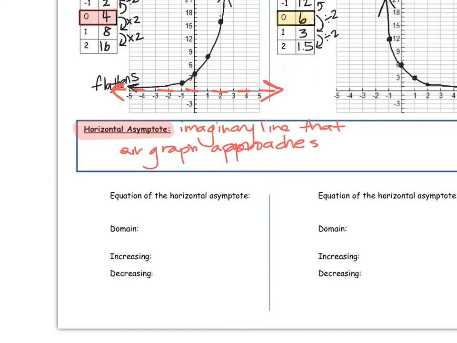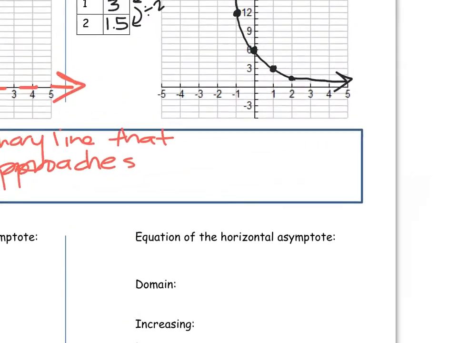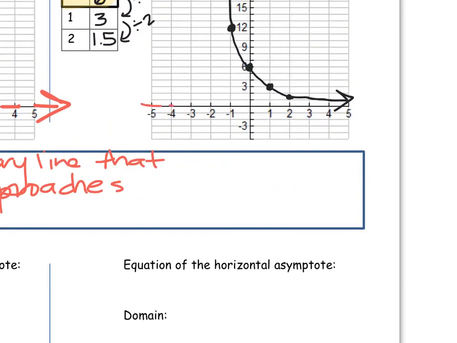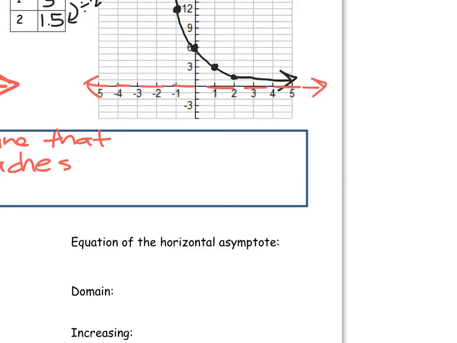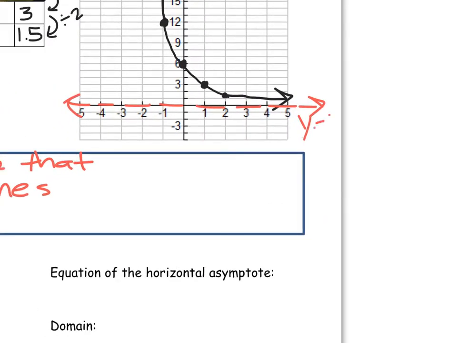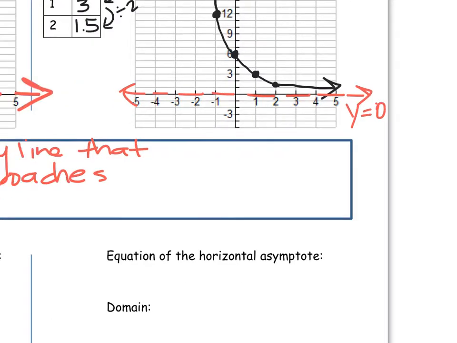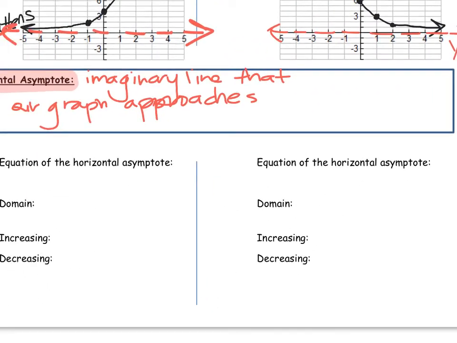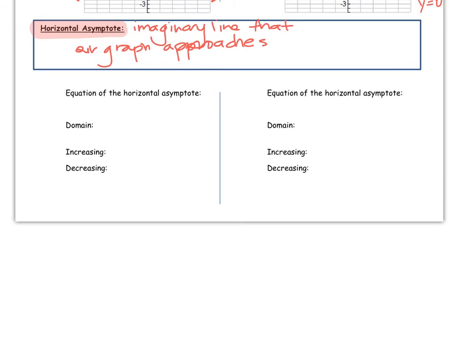And it's the same thing over here. Our horizontal asymptote is this horizontal line right here that our graph approaches but doesn't actually touch. And this line, if I wanted to write an equation of this line, would be y equals 0, a horizontal line at 0. So the first two questions here say equation of the horizontal asymptote. We're going to write that here, y equals 0, y equals 0.